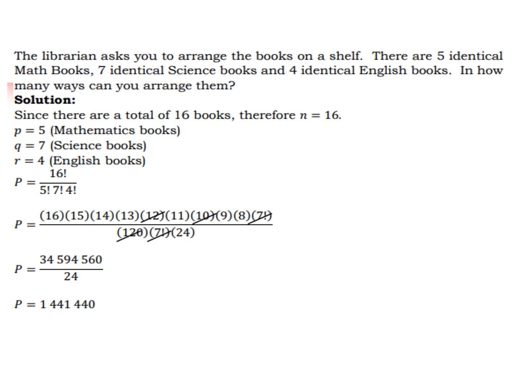For our denominator, we are going to multiply the objects that are alike. So since there are 5 mathematics books, so we have 5 factorial times 7 identical science books, so we have times 7 factorial, and lastly 4 factorial for the 4 identical English books. Now, if you simplify that one, you will get 1,441,440 ways in which you can arrange the 16 books. Okay? So that sums up our discussion for the four types of permutations.